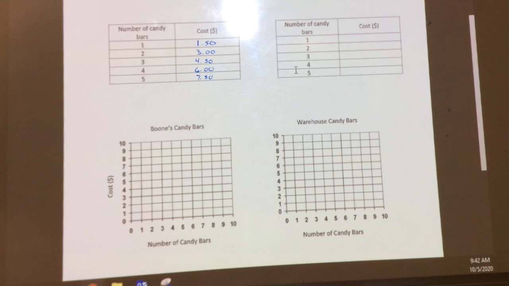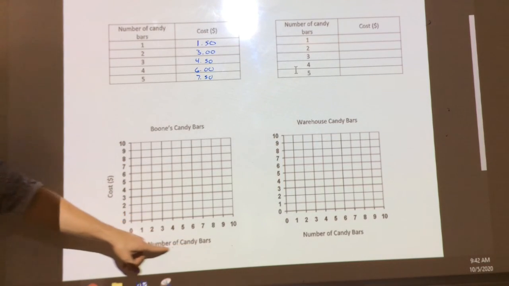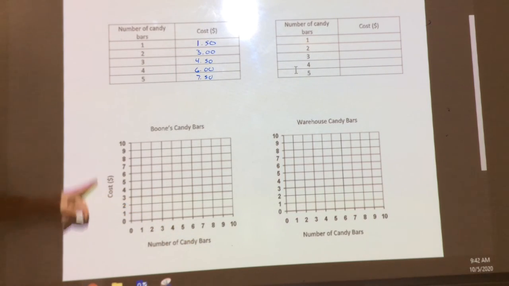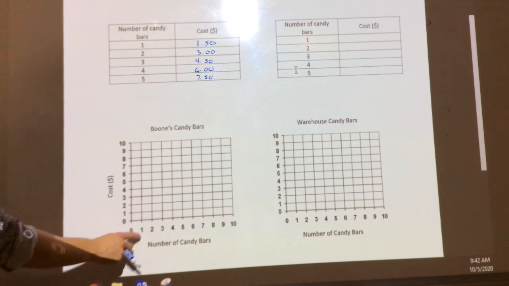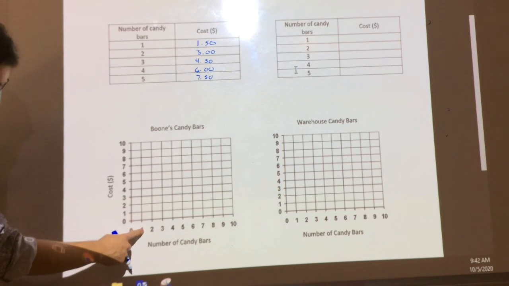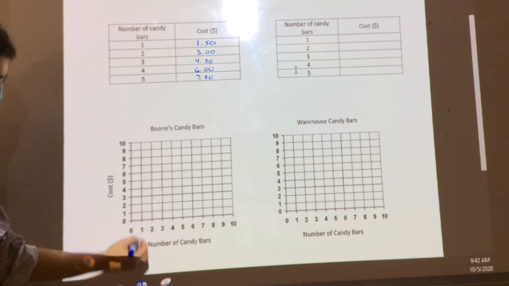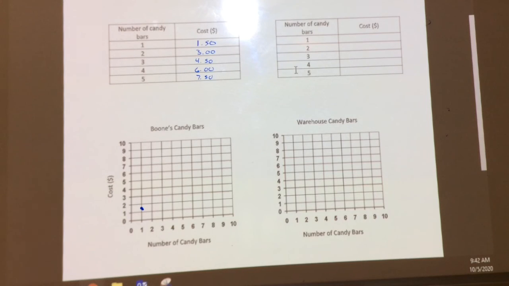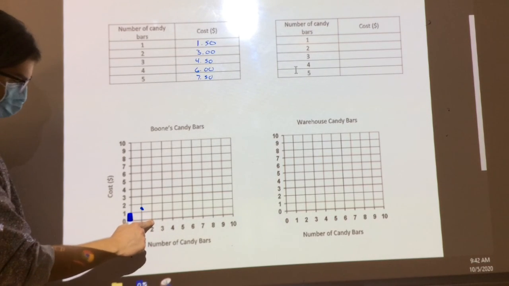Now, I want you to understand something. Whenever we go to graph these, notice that on the x-axis, it says number of candy bars, and on the y-axis, it says the total cost. So it's already telling you what you're going to graph each one as. Now, I know it's been a while since we've graphed, so let me give you a little bit of practice here. One candy bar costs how much? According to the table, $1.50. So I'm going to put it right there. Okay? How much did 2 candy bars cost?